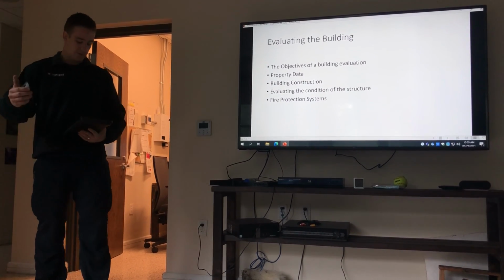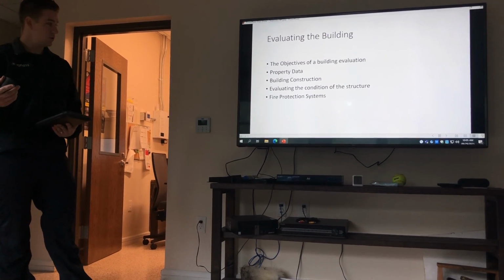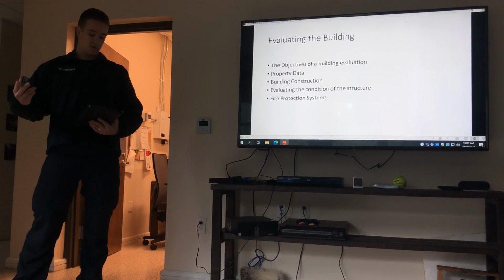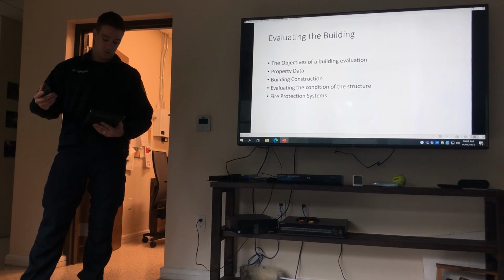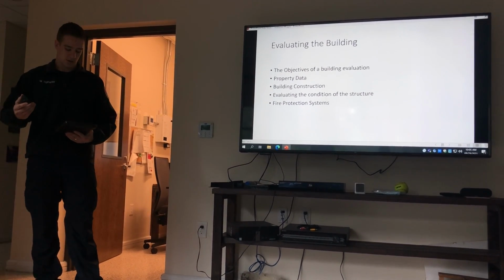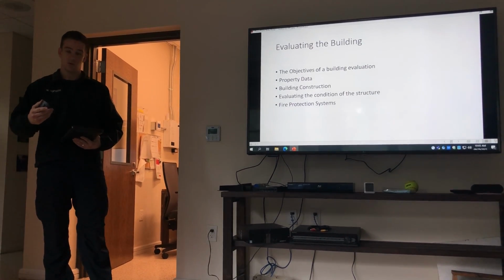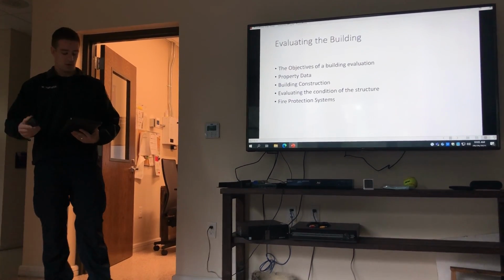So you want to look at the number of floors and basements. You want to look at the structural members. You're going to want to look at the truss constructions in both roofs and floors. Exposed structural materials: are there any parts exposed, and are they exposed as part of the construction or as a result of damage to the property?